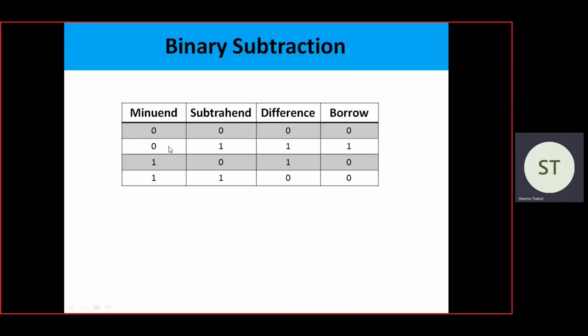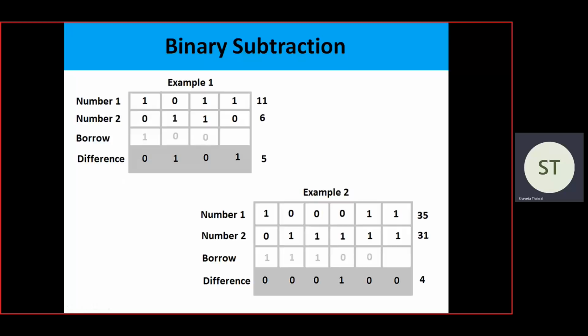And if we are doing the subtraction 0 minus 1, the difference there will be 1 and the borrow requirement will be 1. This is a very important subtraction point: 0 minus 1, difference is 1 with borrow requirement 1. Then 1 minus 0 is simple, difference is 1, no requirement of borrow, borrow will be 0. And 1 minus 1, difference will be 0 and the borrow is also 0. So these are the rules of binary subtraction that we can apply for multi-bit subtraction.